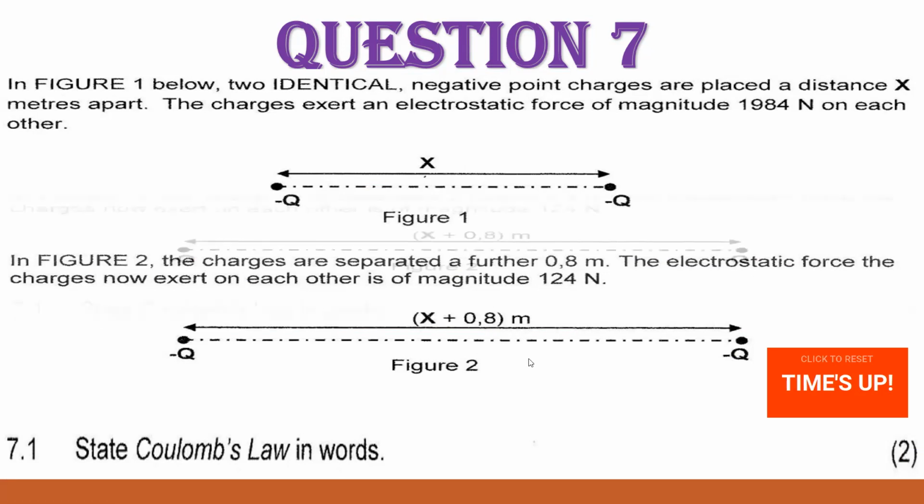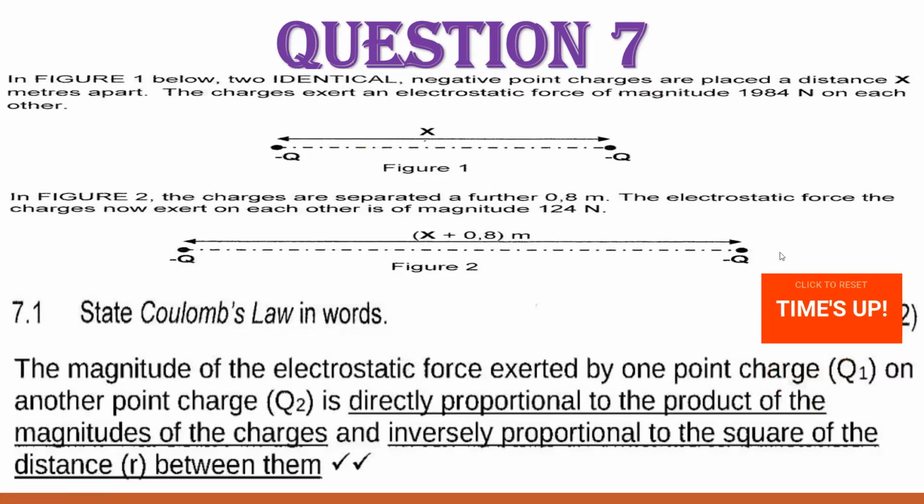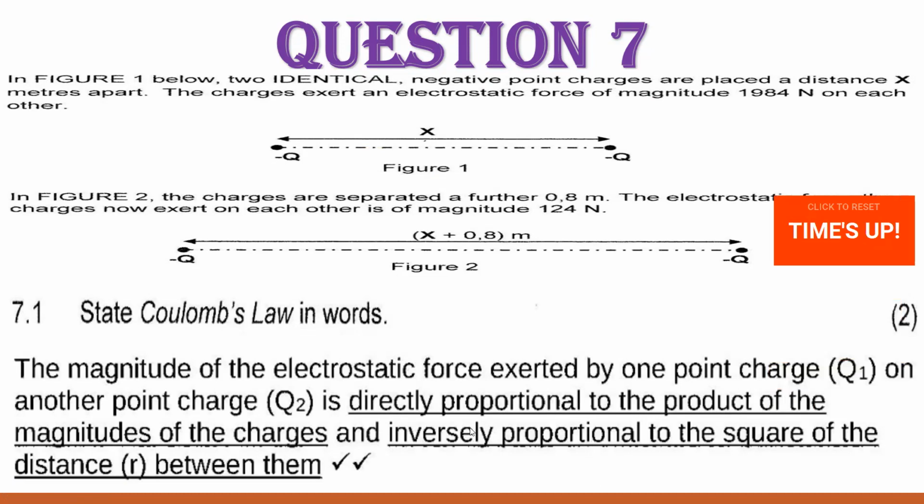All right, Coulomb's law: the magnitude of electrostatic force between two charges, Q1 and Q2, is directly proportional to the product of the magnitudes of charge and inversely proportional to the square of the distance between them. That's it. This is our Coulomb's law. I will just keep it a few more seconds. You can write it down or you can just check. Coulomb's law in words, you should write like this.